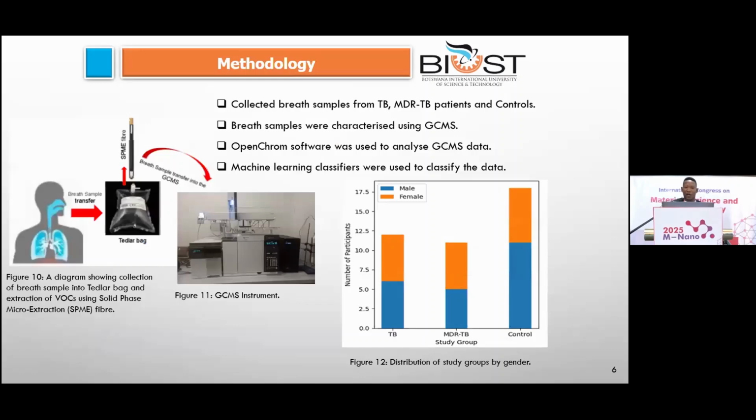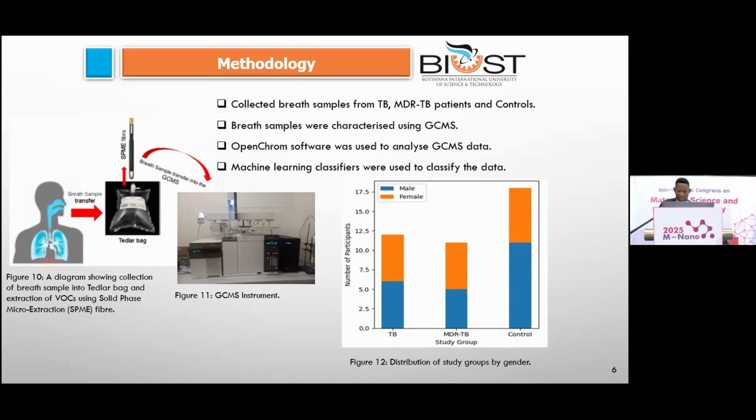What we have done so far is collect breath samples from TB patients, multi-drug-resistant TB patients, and controls. The controls are individuals who did not show any symptoms of TB. We collected the breath samples using a Tedlar bag. We collected the samples early in the morning before the patients could eat anything or take their drugs. The samples were taken for 3 consecutive days from each patient.